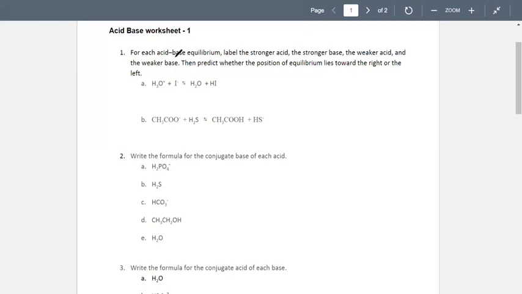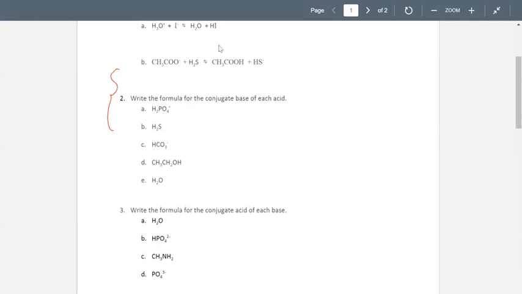So for each acid base, label the stronger acid, the stronger base, the weaker acid, and the weaker base. Then predict whether the position of equilibrium lies towards the right or the left. So you're going to look at the table and complete these two. Let's move on to the next one.